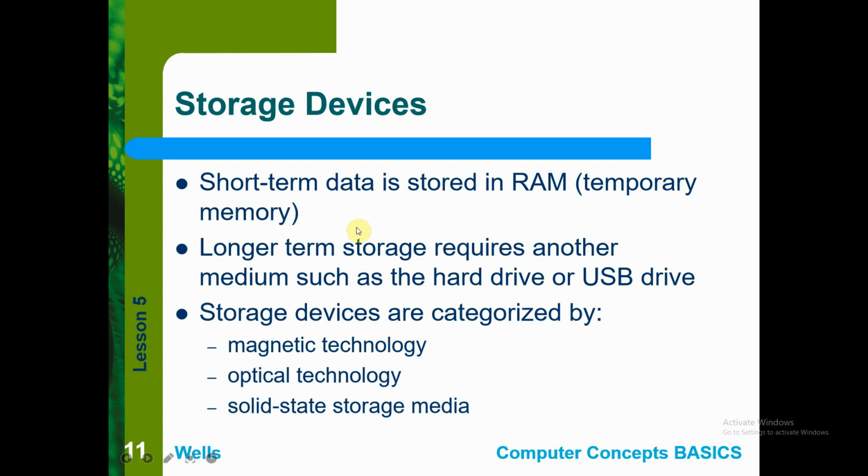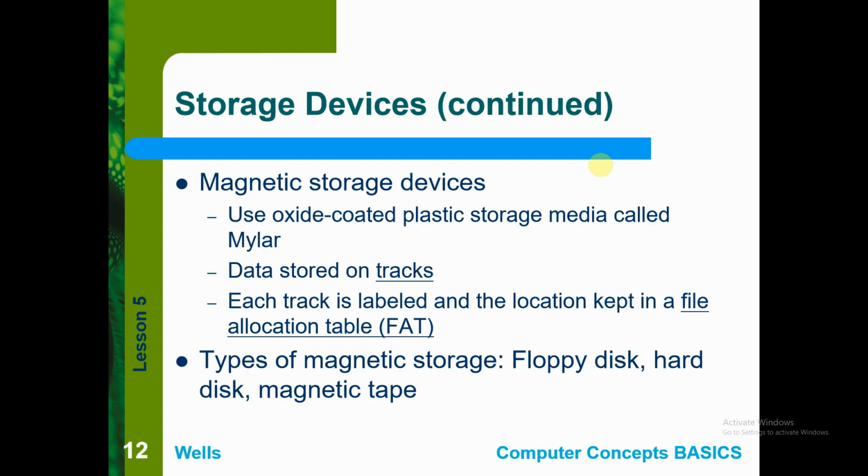So for storage devices, RAM is for short-term data. But when we talk about long-term storage, we have hard drives and flash drives that we use. These storage devices are categorized by magnetic technology, optical technology, and SSD. The SSD is a solid state storage type of technology that we use for storage devices.